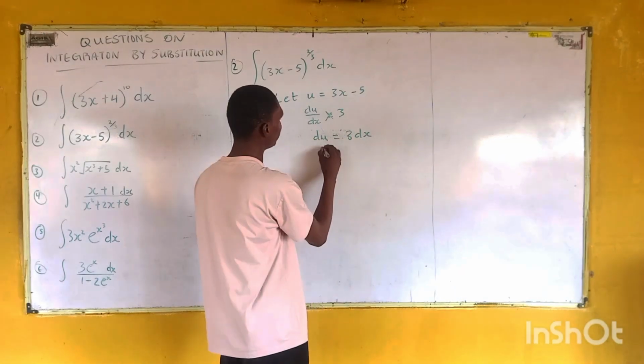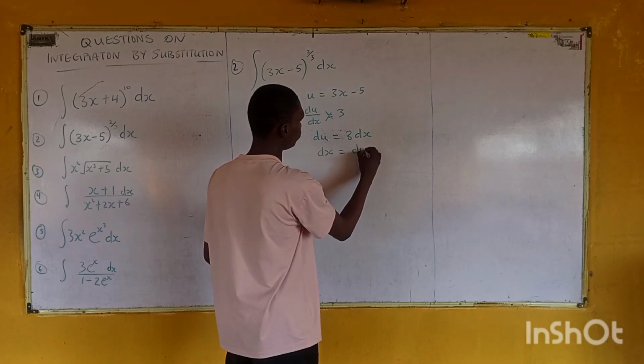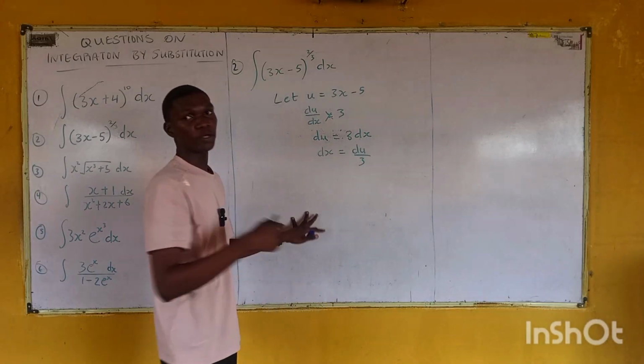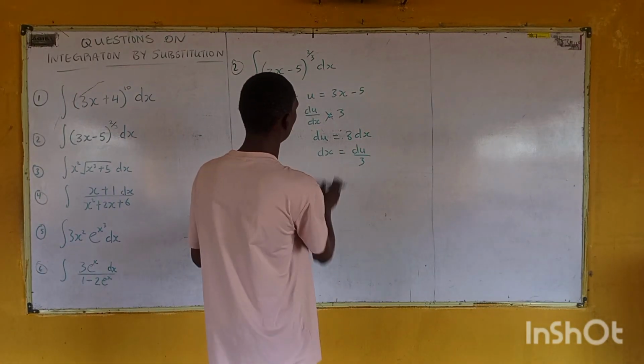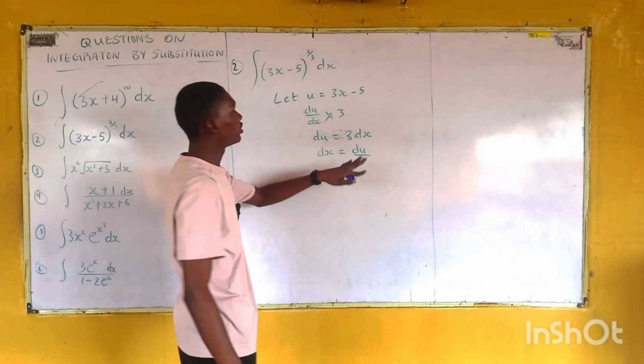Now we can represent dx as du over 3 if we divide both sides by 3. Moving on, we've represented dx to be in the form of du.